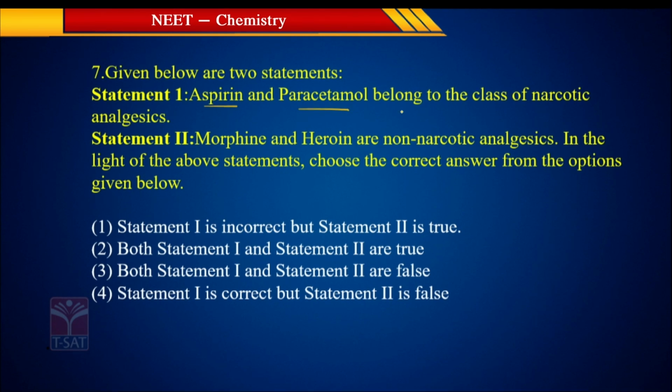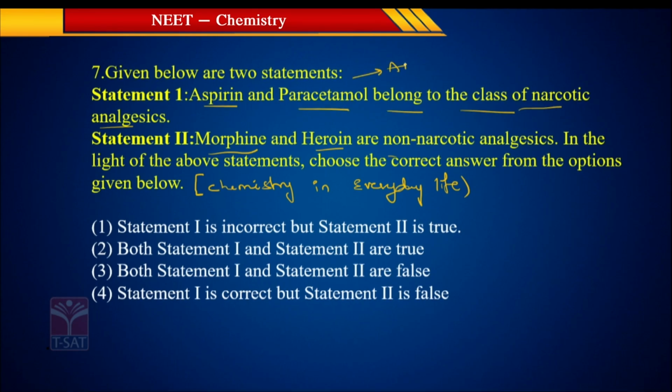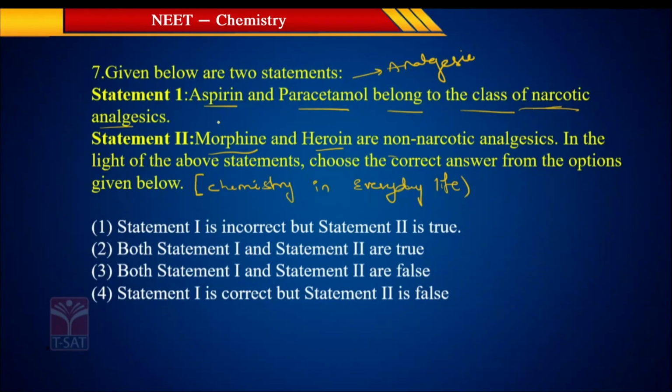Aspirin and paracetamol belong to the class of narcotic analgesics. Statement 1. Statement 2: morphine and heroin are non-narcotic analgesics. In the light of the above statements, choose the correct answer from the options given below. So, which chapter is this? This is chemistry in everyday life. Aspirin and paracetamol are analgesics. What do you mean by analgesic? Analgesic means it reduces pain. But these are not narcotic analgesics. These are non-narcotic analgesics.